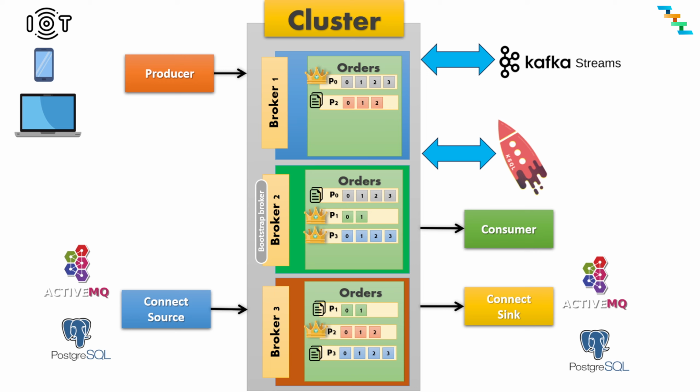The source connect is to get data from any external data source. For example, the external data source can be ActiveMQ or Postgres, and from there the messages will be sent to Kafka using the source connect. And then you have the sink connect. So this facilitates sending messages from Kafka to other data sources. The data sources can be any messaging services like ActiveMQ or RabbitMQ, or any database services like Postgres, and it can be anything.